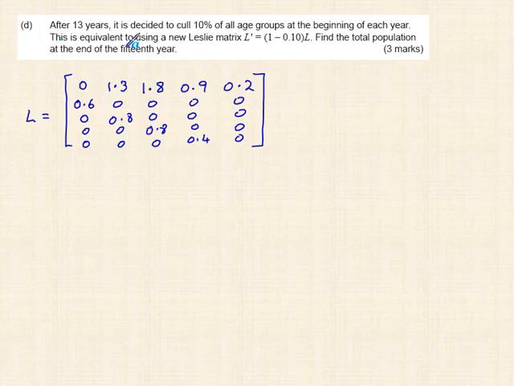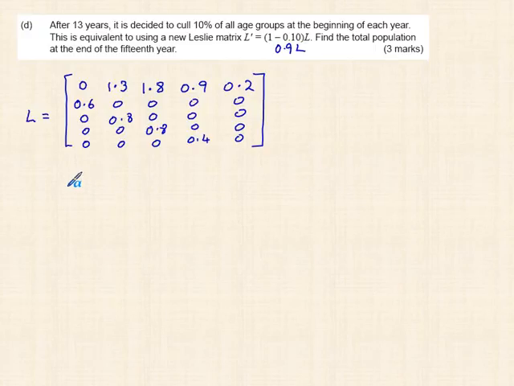After 13 years, it's decided to cull 10% of all age groups at the beginning of each year. This is equivalent to using a new Leslie matrix, L dashed is 1 take away 0.10 L. Find the total population at the end of the 15th year. Note that this is just 0.9, so we're talking 0.9 L.